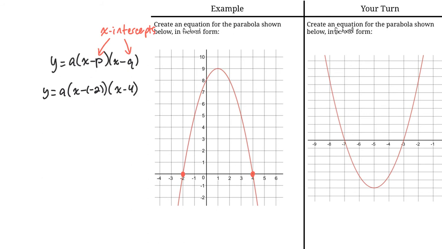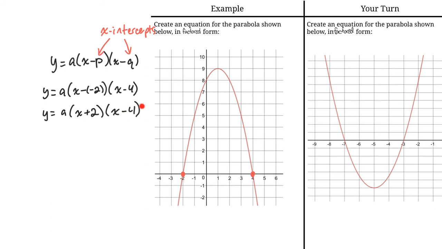And this x minus -2, that's really just x plus 2. So I'm going to rewrite that. So looking at our equation, y equals a times x plus 2 times x minus 4. And remember from our equation that the sign in front of p and q is opposite of our x-intercepts. So here we have x plus 2, and we have an x-intercept at -2. And here we have x minus 4, but we have an x-intercept at a +4.